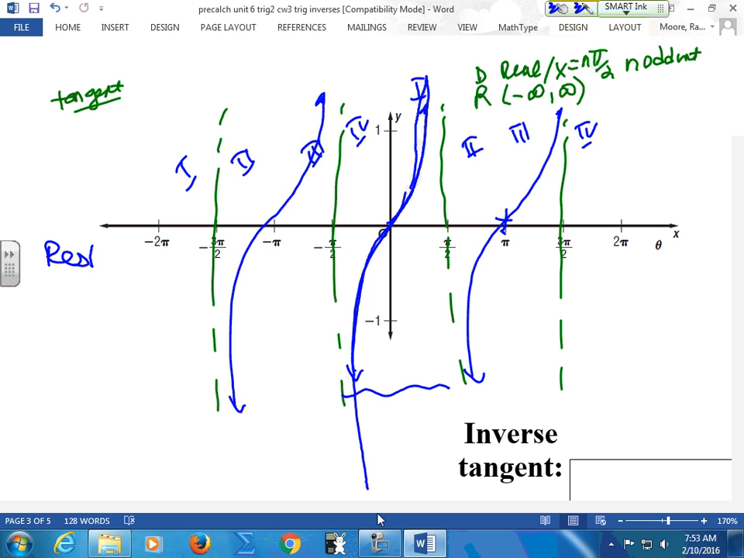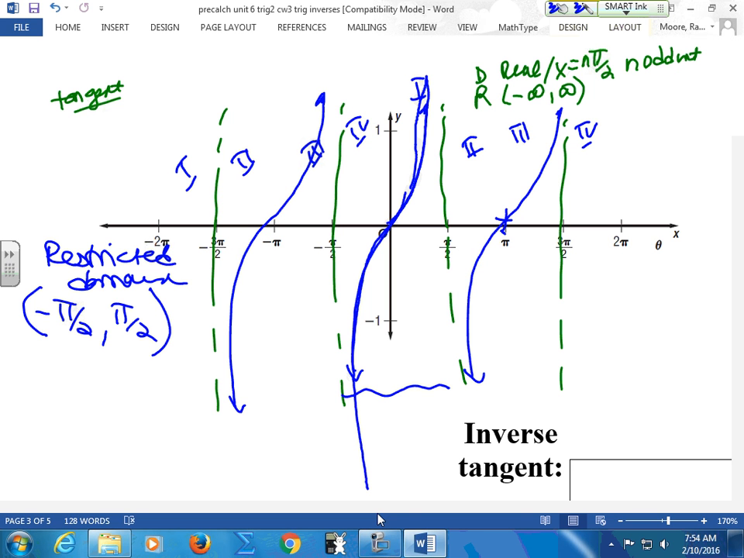So where is my restricted? Write this down. Restricted domain for tangent. What's that little section right there? Negative pi over 2 to pi over 2. Almost like the sine. What's the difference? The parentheses. Good, Ashley. In a sine, I can use the sine of 90. But in a tangent, do I have a tangent for 90? No. So the only difference here is this.